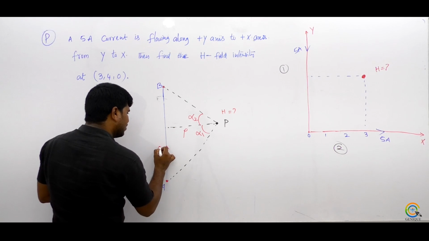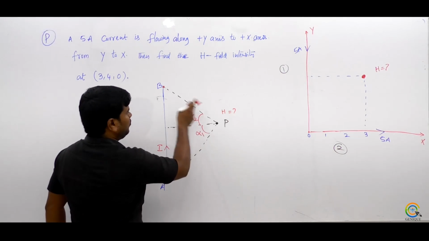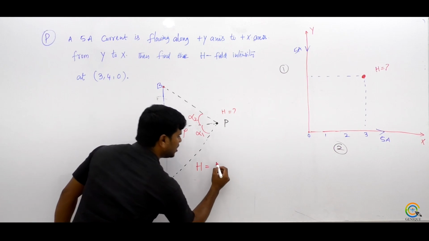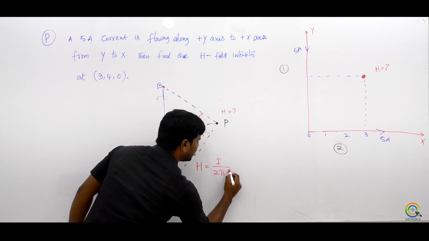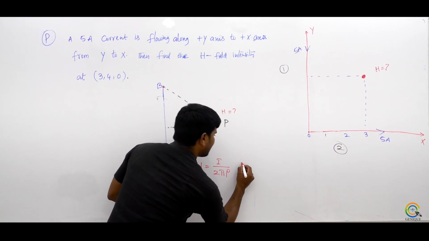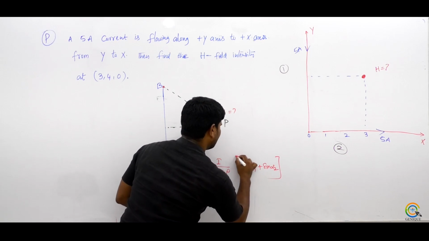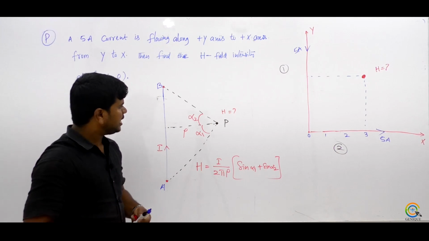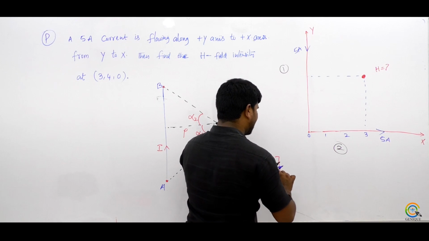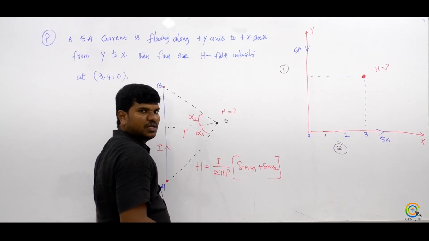The current direction is very important here for finding the magnetic field. For this kind of finite length line, the H field at this point is I divided by 2 pi rho, times sine alpha 1 plus sine alpha 2. And what is the direction? The direction is the current direction cross the radial direction.